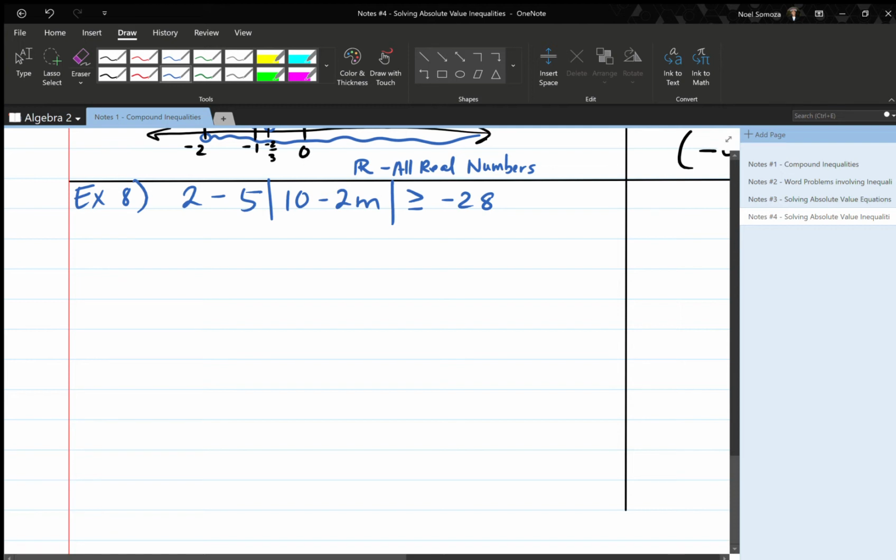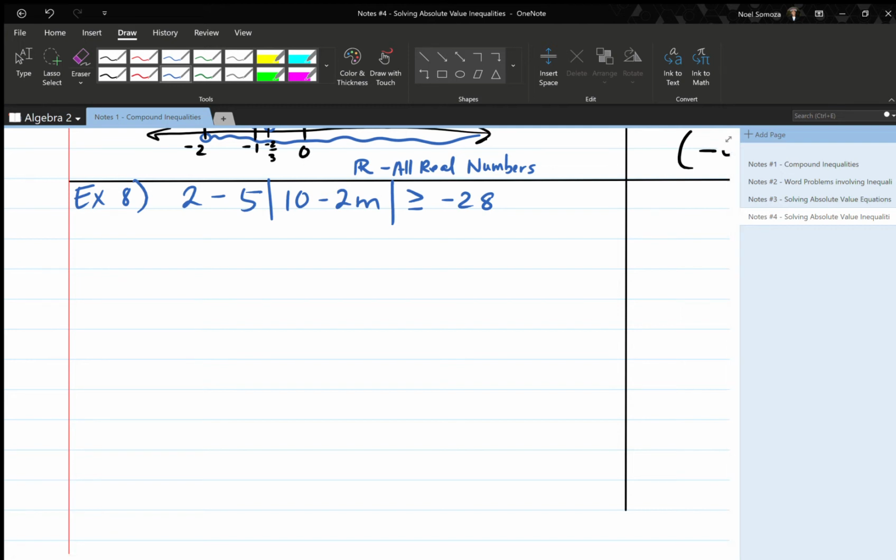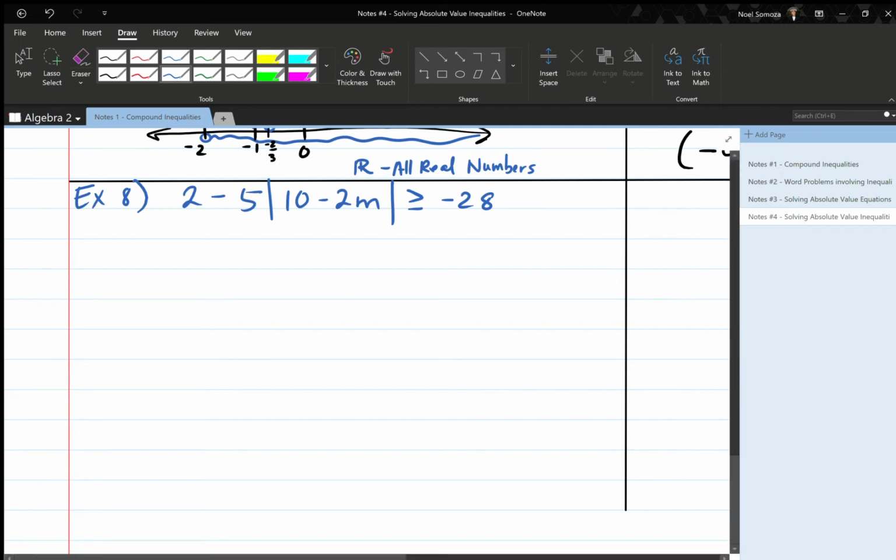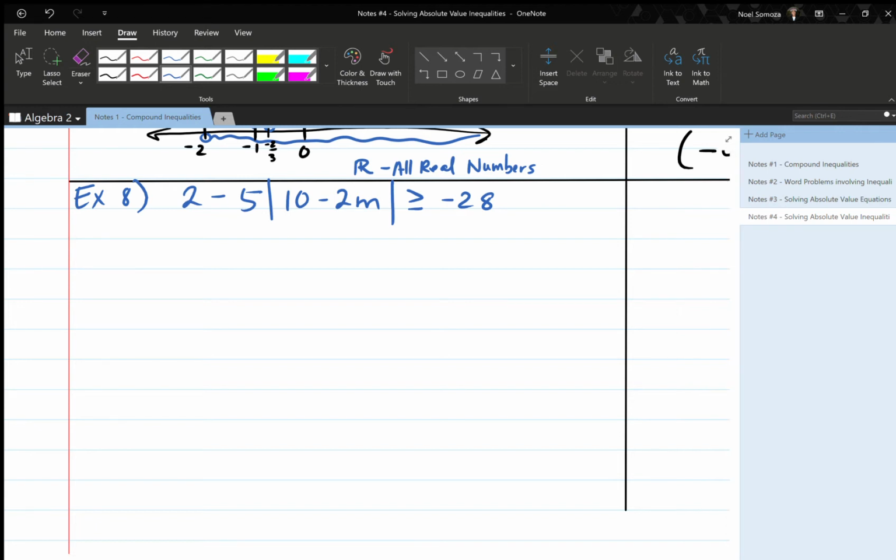Okay. Absolute value inequality, but with a bunch of junk around it. Got to get rid of it. Got to clean it up. Just like with absolute value equations, what did we need to do first before we could split? Should I try to split this into and or yet? No. What needs to be cleaned up?